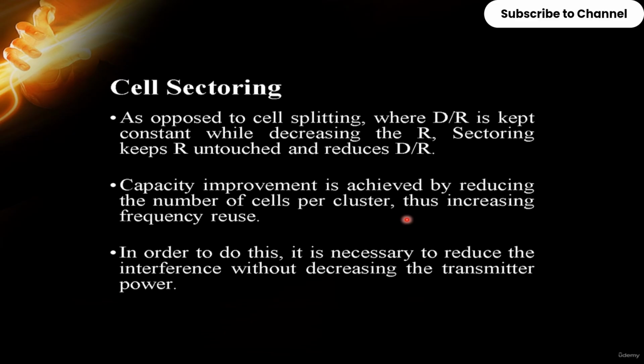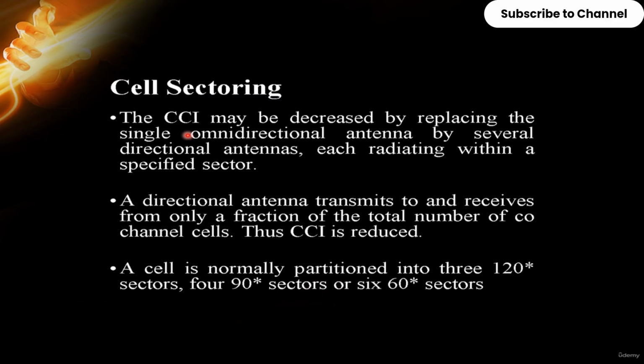In order to do this, it is necessary to reduce the interference without decreasing the transmit power. So how can it be achieved? The co-channel interference (CCI) may be decreased by replacing an omnidirectional antenna with several directional antennas, where each radiates within a specified sector. A directional antenna is used to transmit and receive from only a fraction of the total number of co-channel cells. Thus, the co-channel interference is reduced.